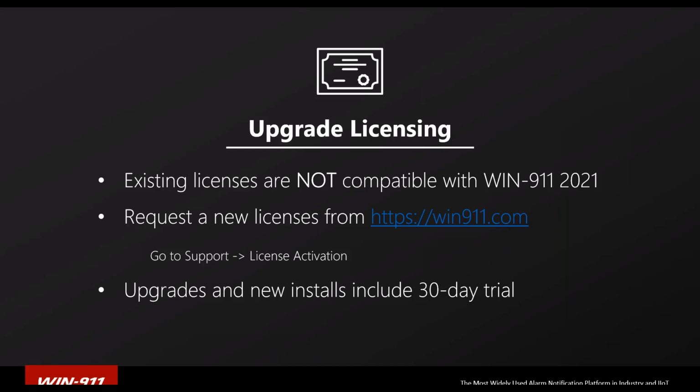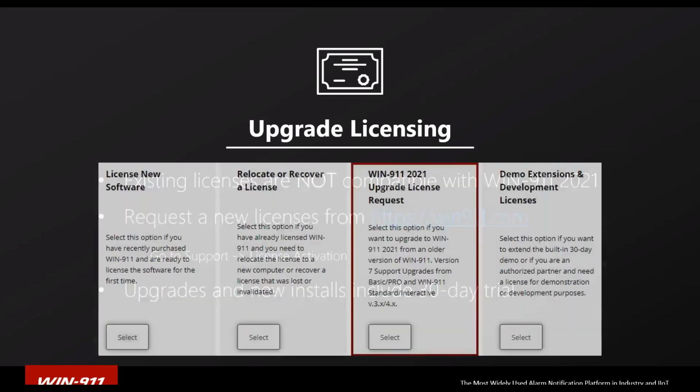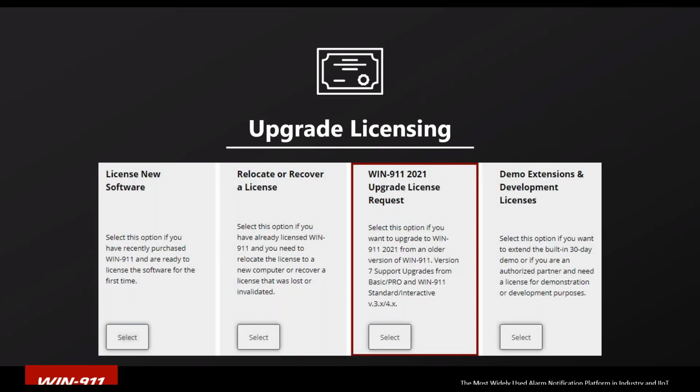And remember, like I said, advanced is not supported. So if you try to run the installer on an advanced system, it will stop you and prevent the upgrade. If you go to the website, you'll see an option for that. So you'll click WIN-911 2021 upgrade request, and you'll fill out a form, and then we'll send you back the information that you need to activate your license.